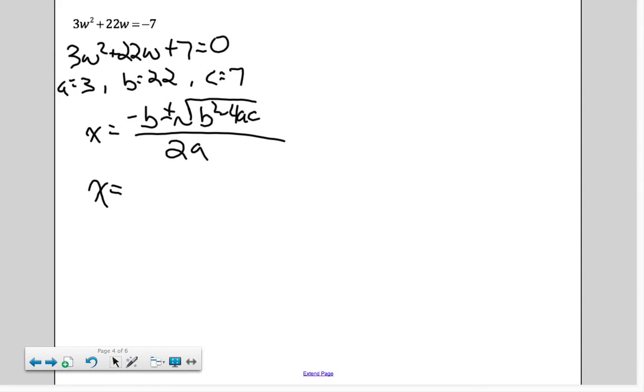So x is equal to minus b. So what's b here? 22. Minus 22.